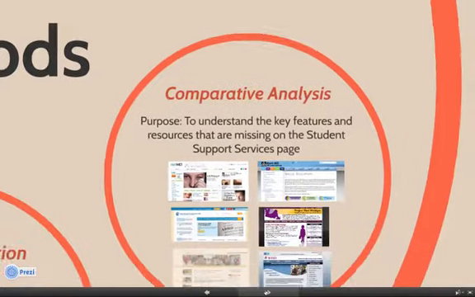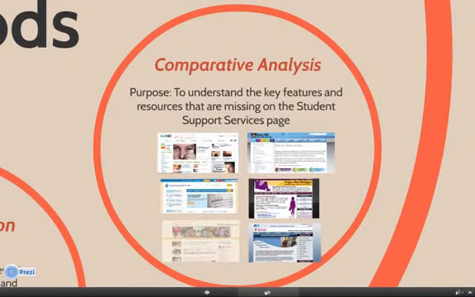Next, we conducted a comparative analysis to understand the key features and informational resources that were missing from the Student Support Services page. We compared the Student Support Services page with Ann Arbor Public Schools, Kent Intermediate School District, Washtenaw Intermediate School District, WebMD, Project Find, and the National Center for Learning Disabilities.